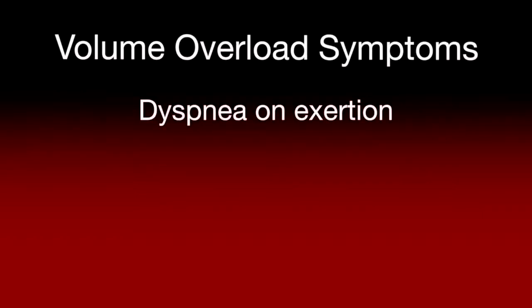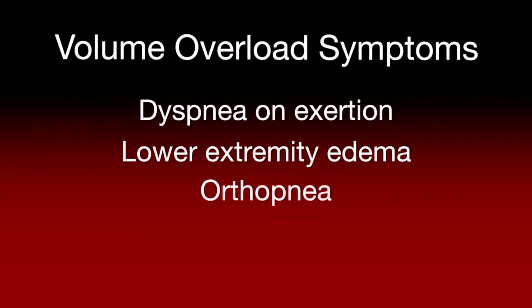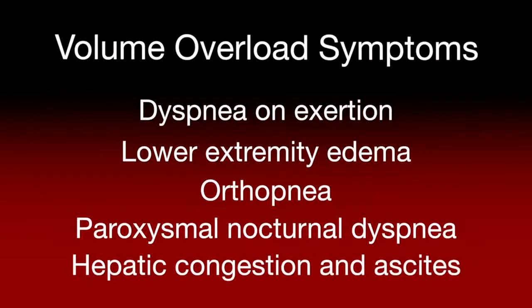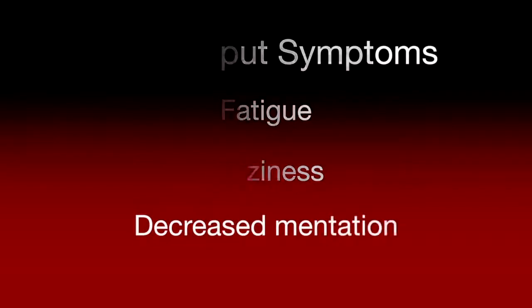Symptoms of volume overload include dyspnea on exertion, lower extremity edema, orthopnea, or a sensation of shortness of breath when lying down, often noted clinically when patients prop themselves up on multiple pillows to sleep. Paroxysmal nocturnal dyspnea, or a sensation of smothering that occurs while sleeping at night and classically improves with sitting up on the side of the bed. And hepatic congestion or ascites, which may manifest as weight gain or increased abdominal girth. Symptoms of low cardiac output include fatigue, dizziness, and decreased mentation.